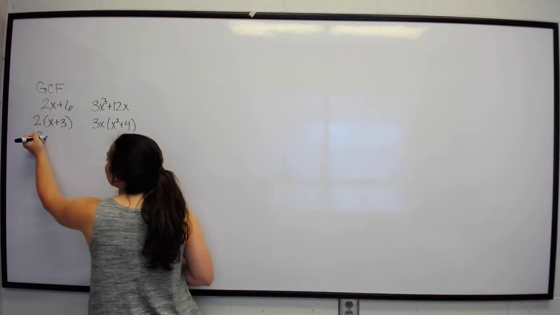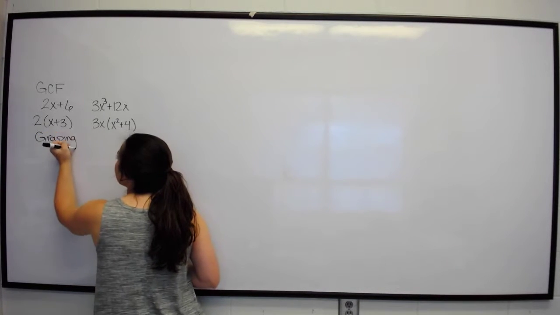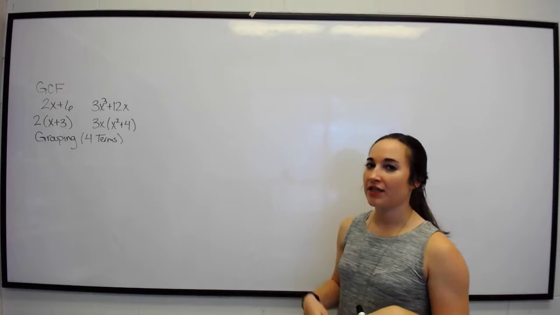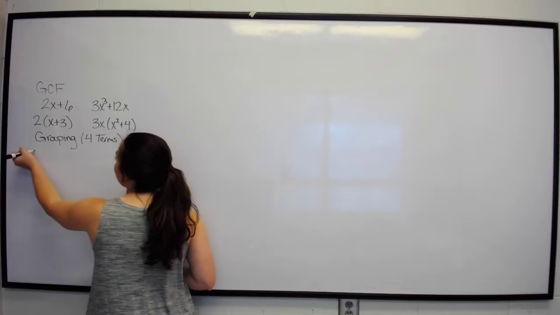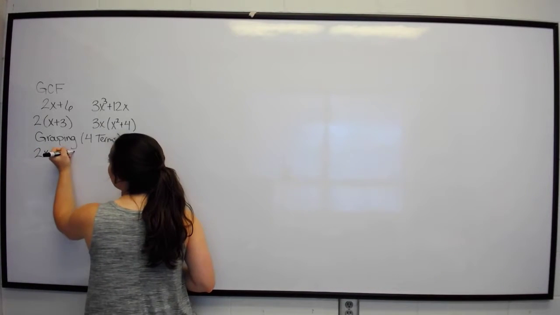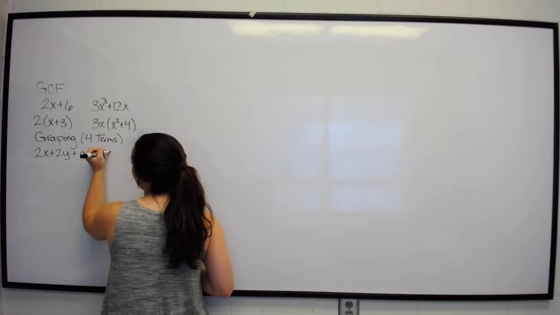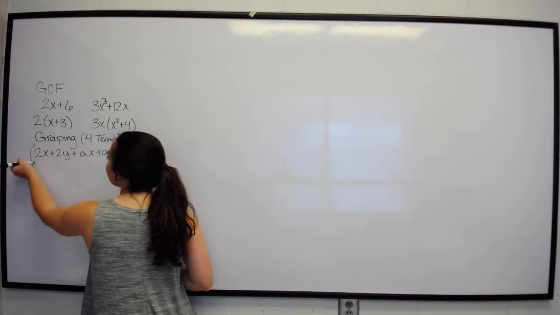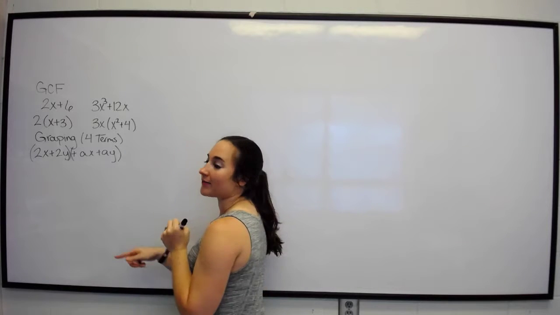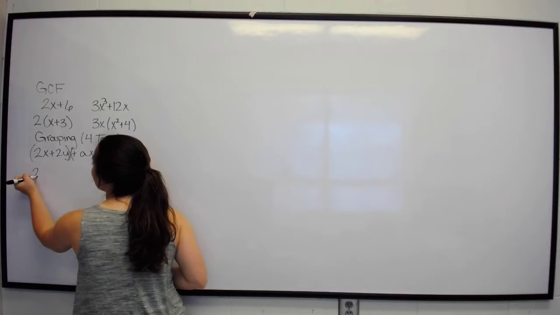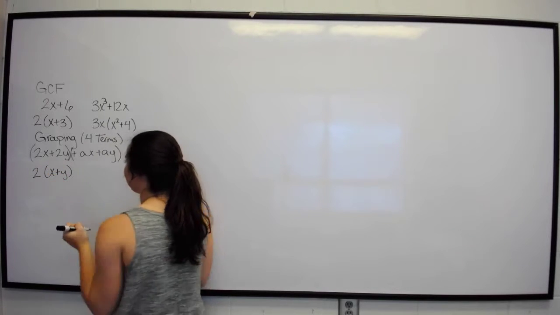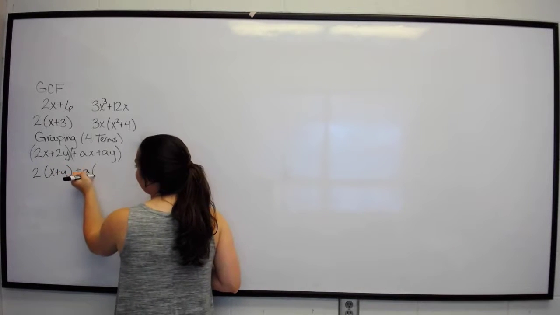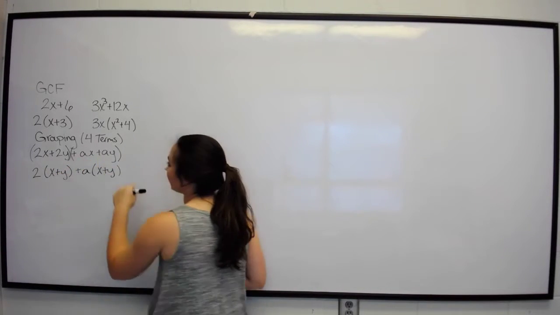The next thing I try is to factor by grouping, and I can only use grouping when I have 4 terms. So for example here, if I had 2x plus 2y plus ax plus ay, and I'm told to factor this, first I would group the first two and the last two. Now I'm going to take the GCF of this first one, which would be 2, and I'm left with x plus y. The GCF of the second one is a, so I'm going to put plus a times x plus y because that's what's left.